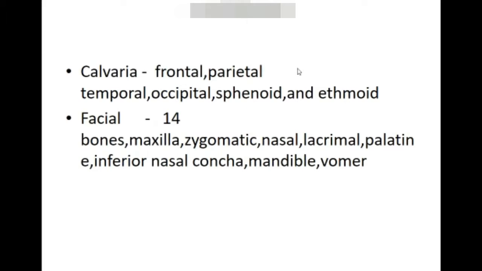The bones forming the calvaria are mainly the frontal bone, parietal bone, temporal bone, occipital bone, sphenoid bone, and ethmoid bone. The bones forming the facial skeleton are mainly the maxilla, zygomatic bone, nasal bone, lacrimal bone, palatine bone, inferior nasal concha, mandible, and vomer.